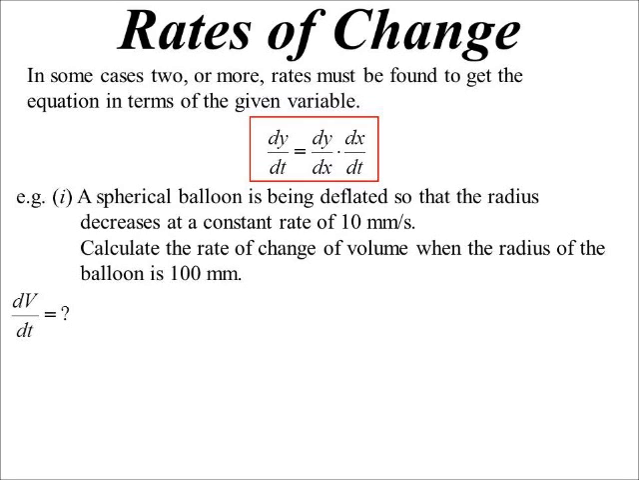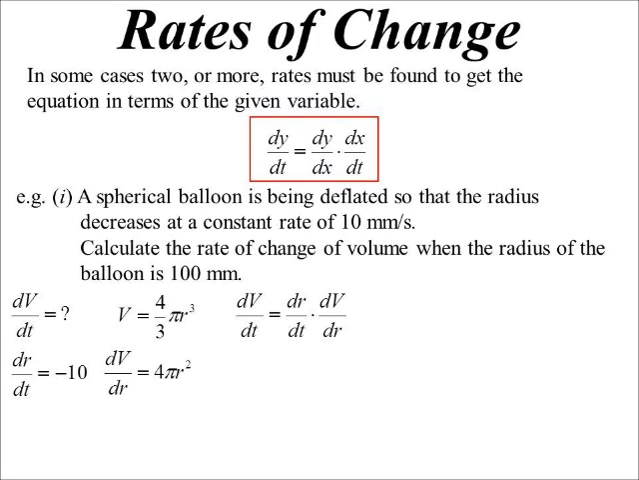So let's put it together. dV/dt is what we want to find. What do we know? We know dr/dt is negative 10. It's going down at 10 millimeters per second. For dV/dt, well, we know dr/dt. If I could work out dV/dr, we could come up with a formula. So we need a link between volume and radius. Fortunately, we've been told it's a sphere, and we know volume is 4/3 pi r cubed. So dV/dr would be 4 pi r squared.